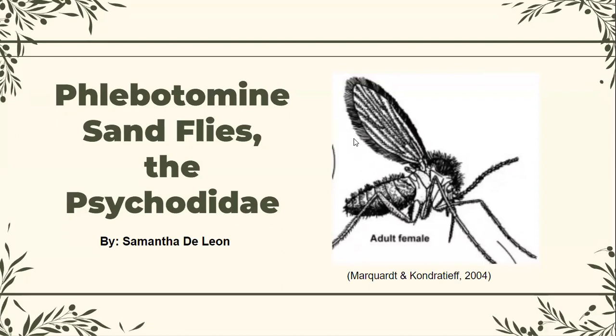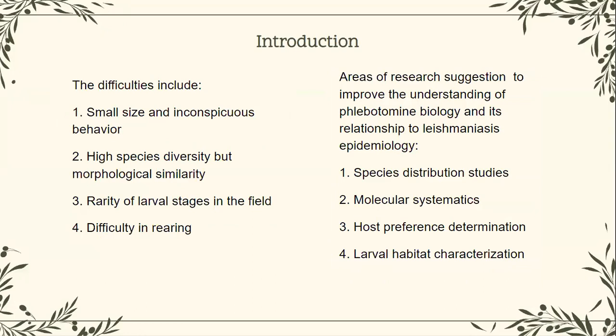Chapter 12, Phlebotomine Sandflies, the Psychodidae. For the introduction, the book discusses the challenges in studying the biology of phlebotomine sandflies, which are vectors of leishmaniasis and other diseases in tropical and subtropical regions. The difficulties include small size and inconspicuous behavior, high species diversity but morphological similarity, difficulty finding larval stages in the field, and difficulty in rearing.